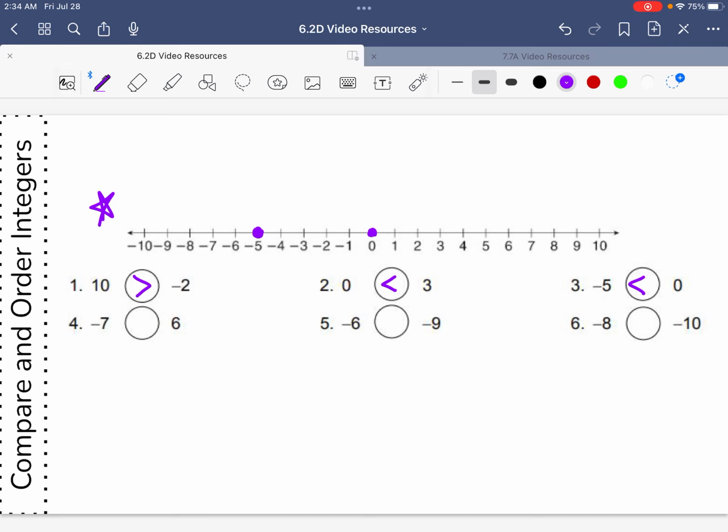So I want you to take a moment and pause this video, and on your own, I want you to find what the inequality statement would be. So I want you to compare negative 7 and 6.